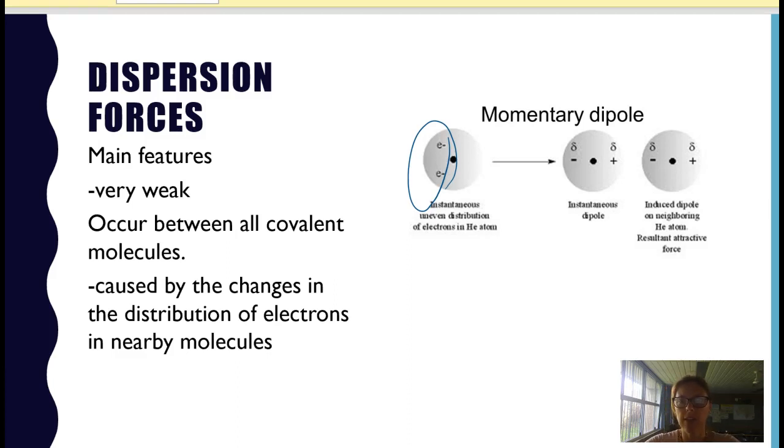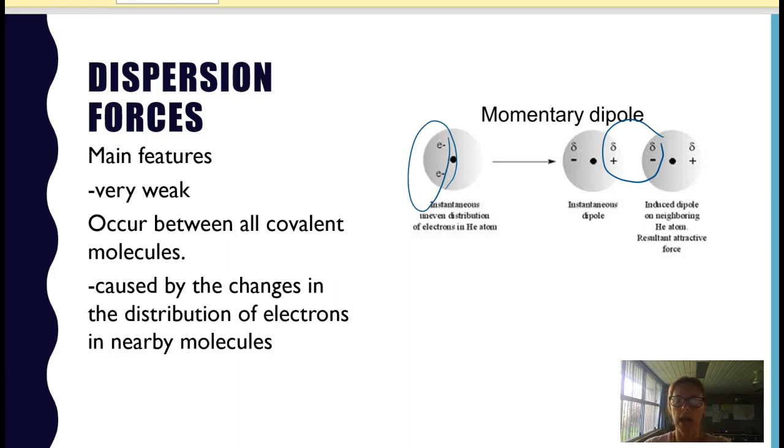And then we have here, they could be unevenly distributed, making it more positive on one side and more negative on another, or it could be even and therefore neutral. So if they are, they can actually even induce a dipole in a neighboring atom as well. So what's happening is there's a constant change. It's a temporary dipole. They might be on one side at one minute and the next side, evenly distributed, on the other side in another.